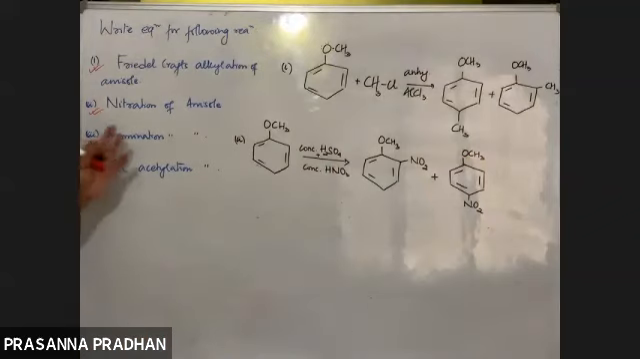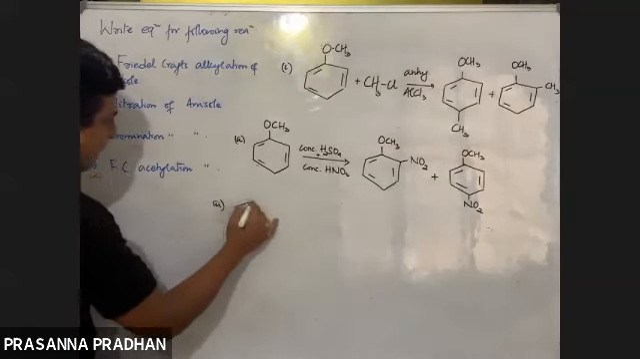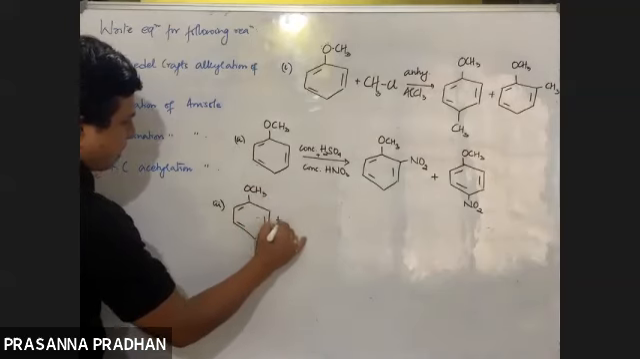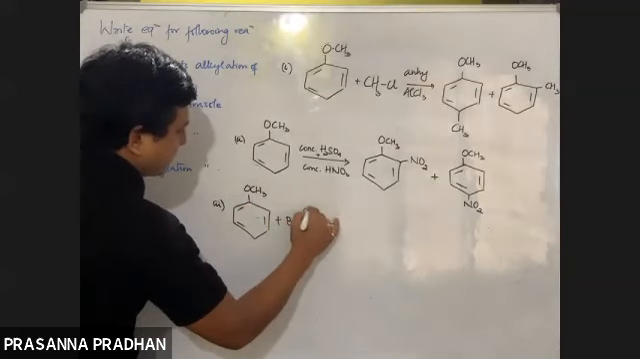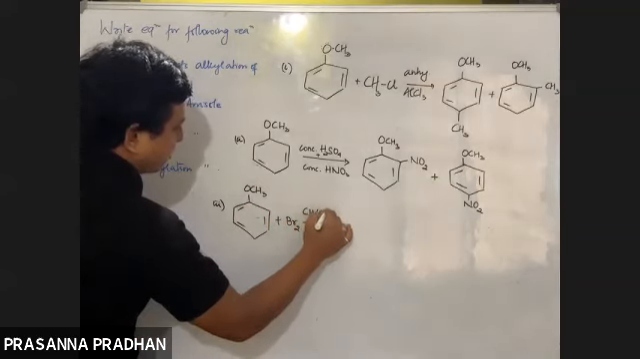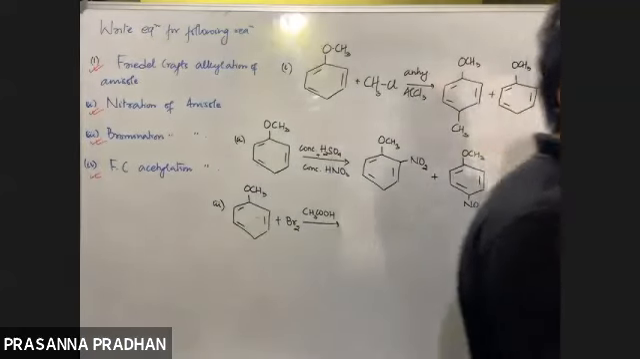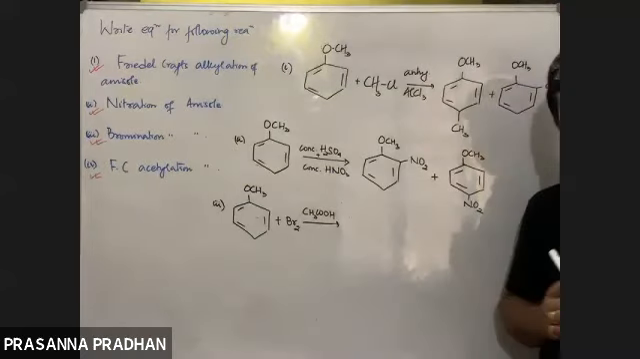Bromination. Bromination means introduction of bromine atom. Just remember this fact: the bromination here occurs in acetic acid medium. It means acetic acid acts as a solvent. Just as in the case of phenol, bromination was taking place in aqueous medium and in carbon disulfide medium, here bromination occurs in acetic acid medium.